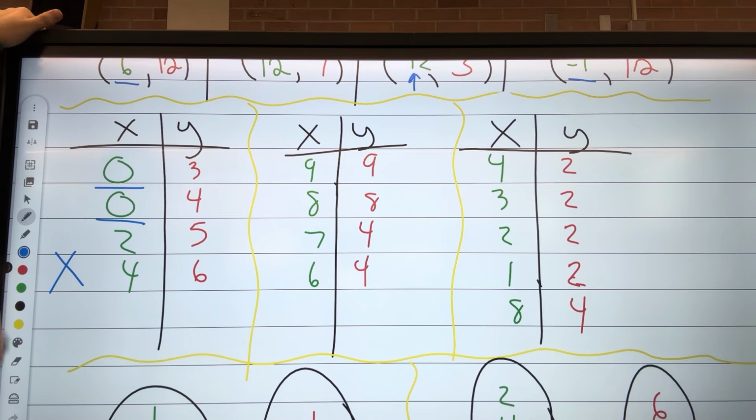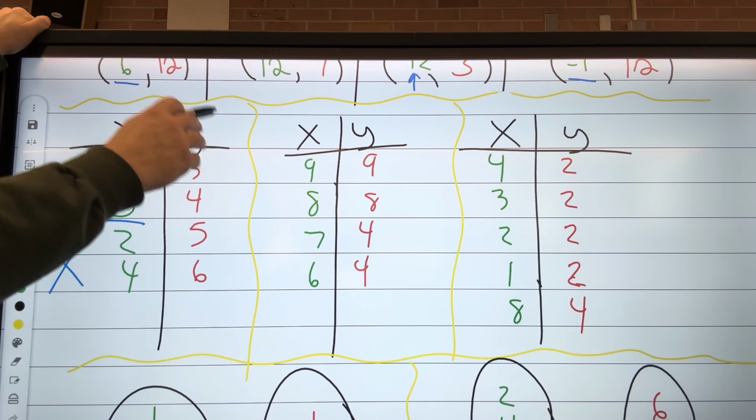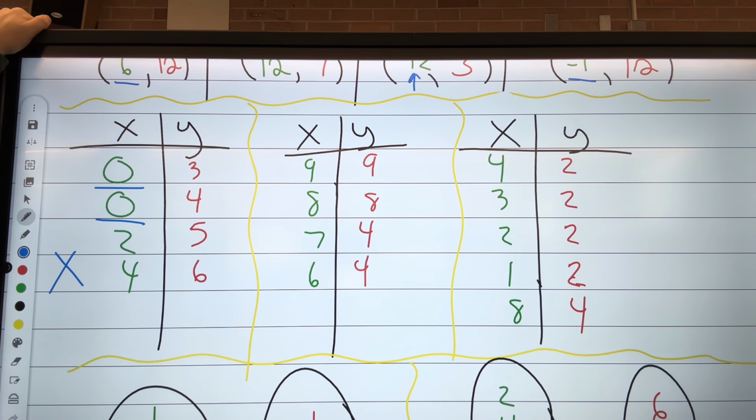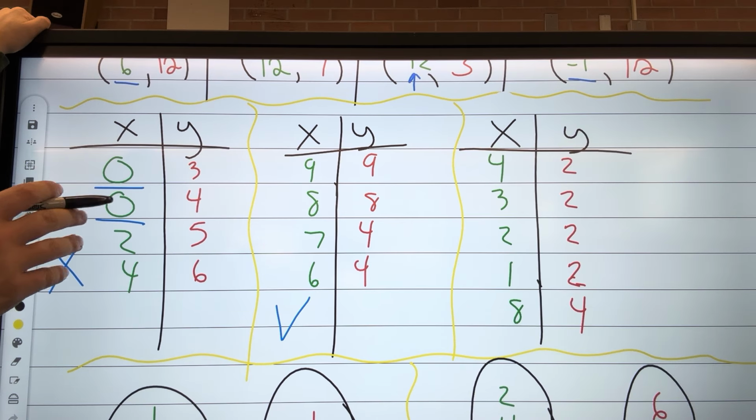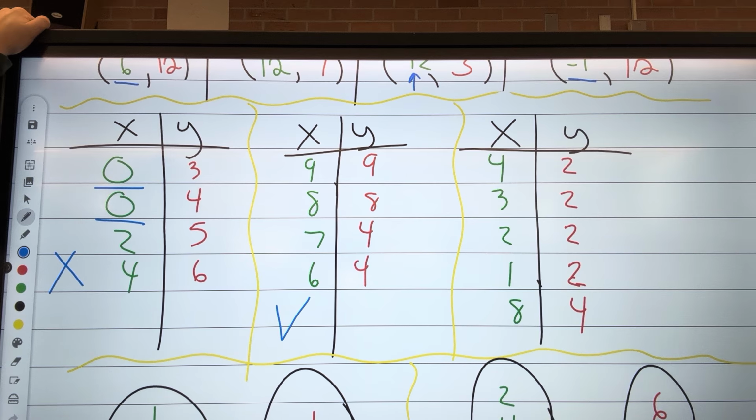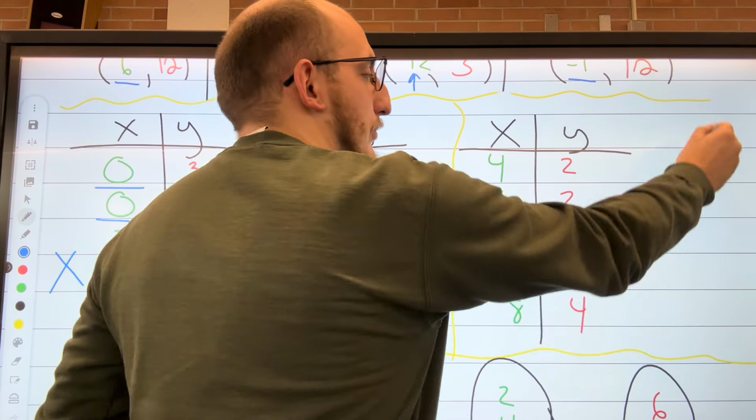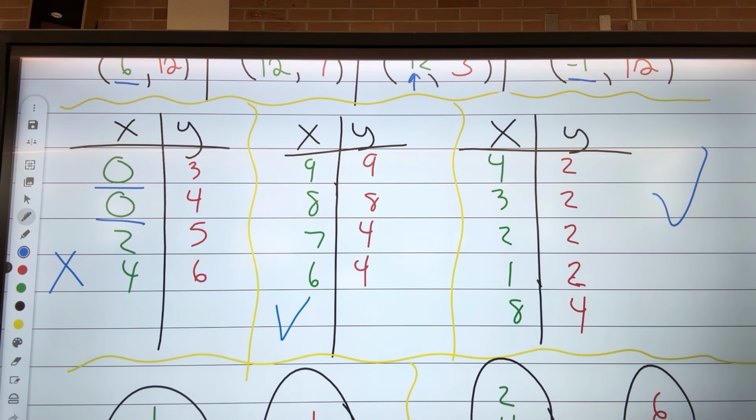Now, what about number 2 in the middle? Are all my inputs different? Yep, all my inputs are different. Check, it's a function. And then that last one, we'll only care about the inputs. To know whether something's a function or not, we only care about the inputs. We want to make sure that each button you press on that vending machine will take you to a different snack. Boom, check. Nice and easy.